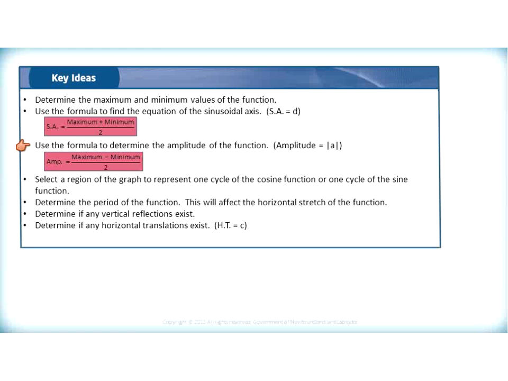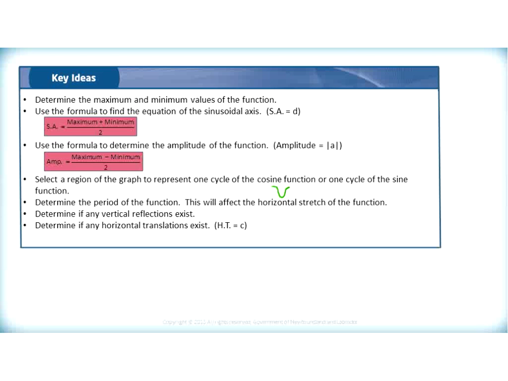Then you can use the formula to determine the amplitude of the function. Remember that the amplitude is equal to the absolute value of a. It is found by taking the maximum value of the function minus the minimum value, divided by 2. Then you need to select a region of the graph to represent one cycle of either the cosine function or the sine function. If you're looking for one cycle of the cosine function, look for the V-shaped graph.